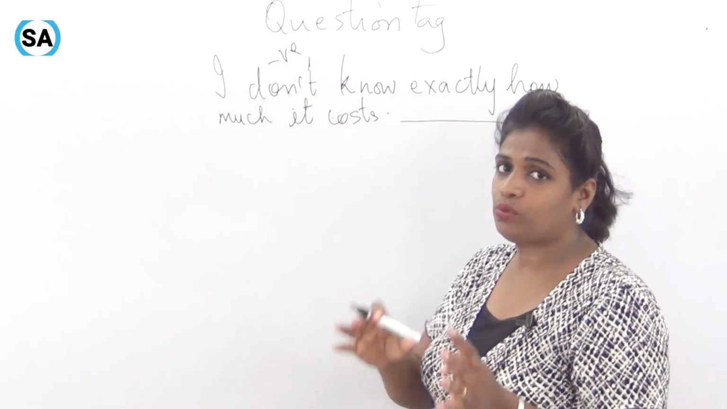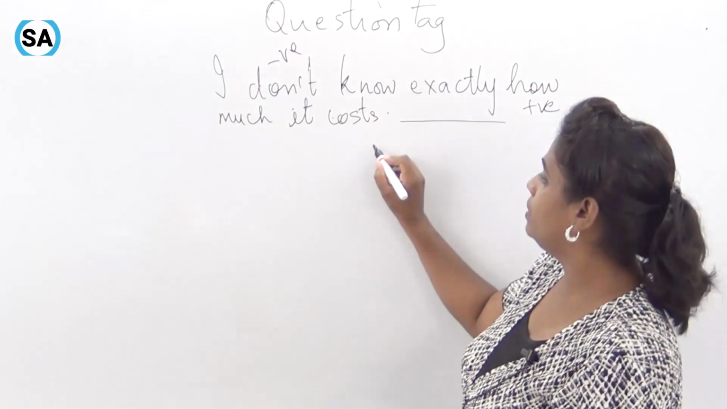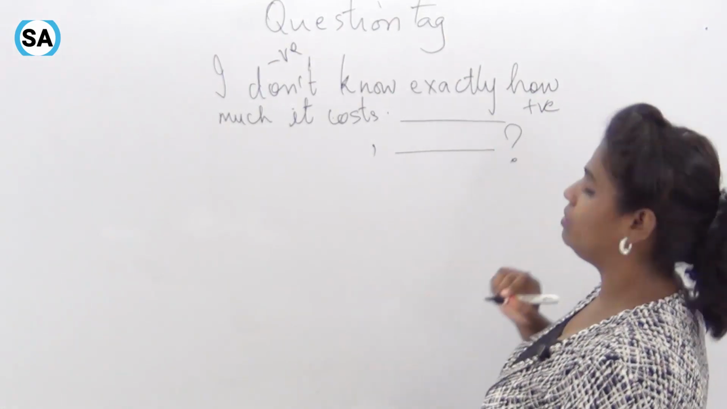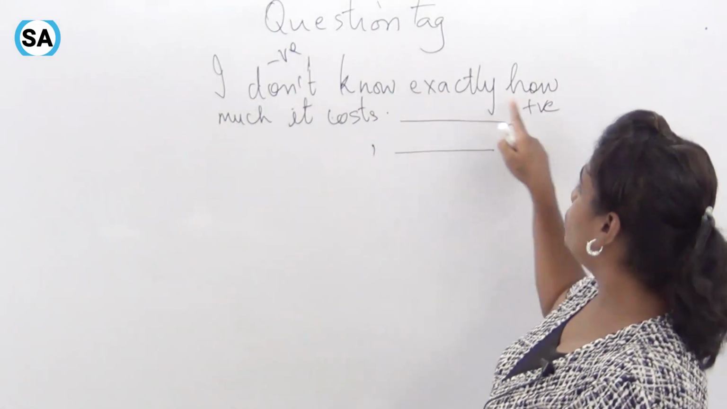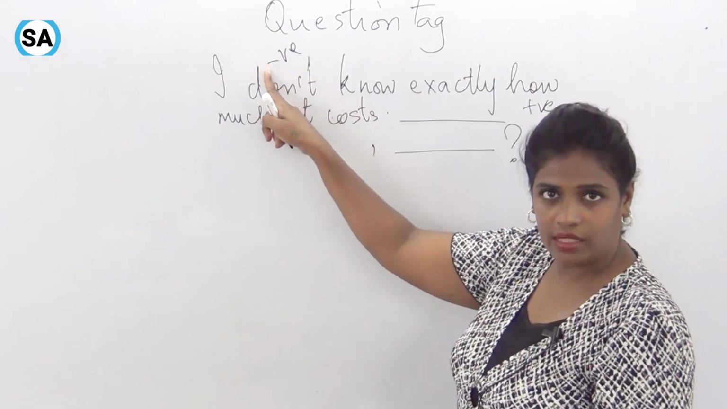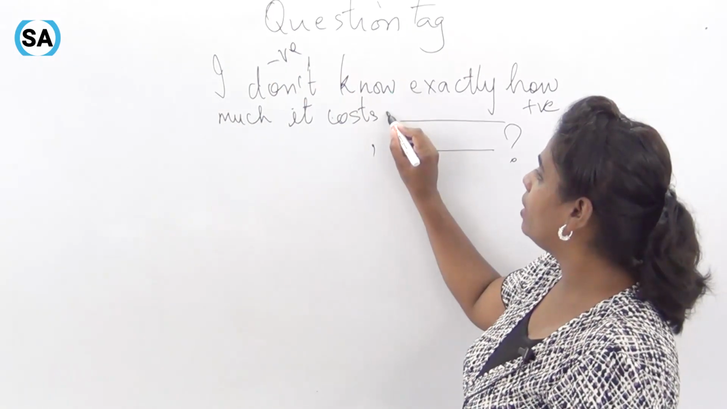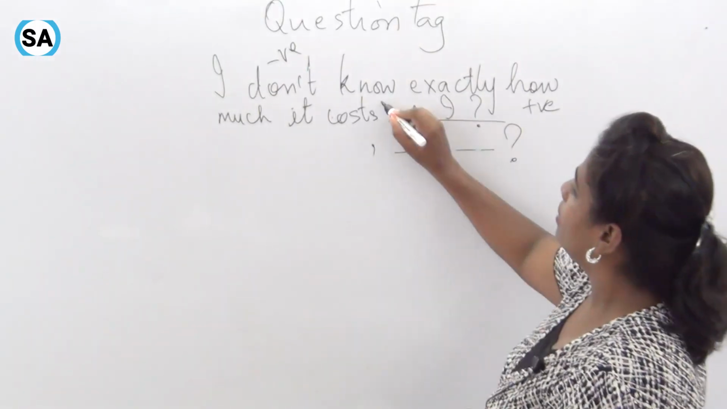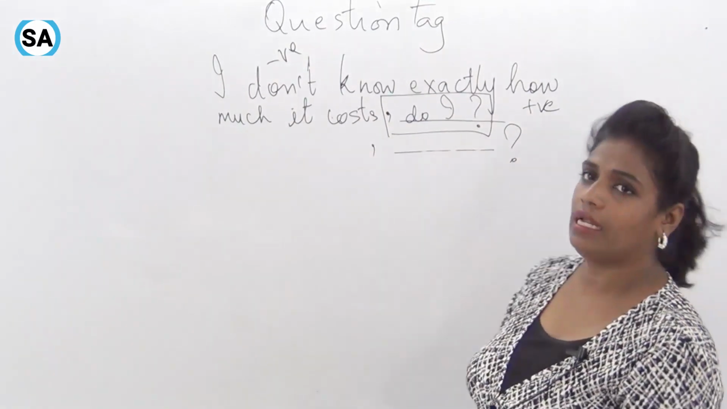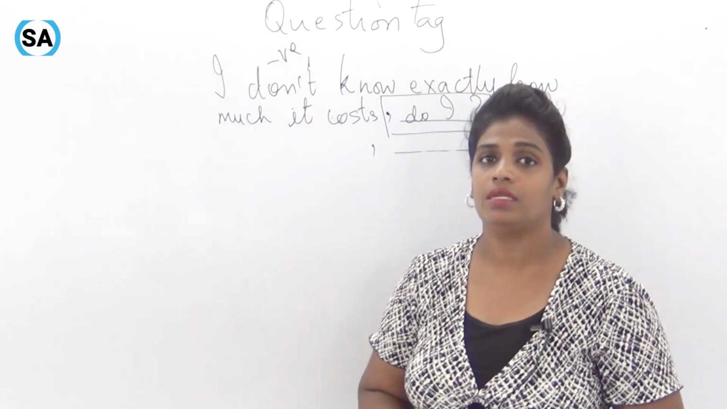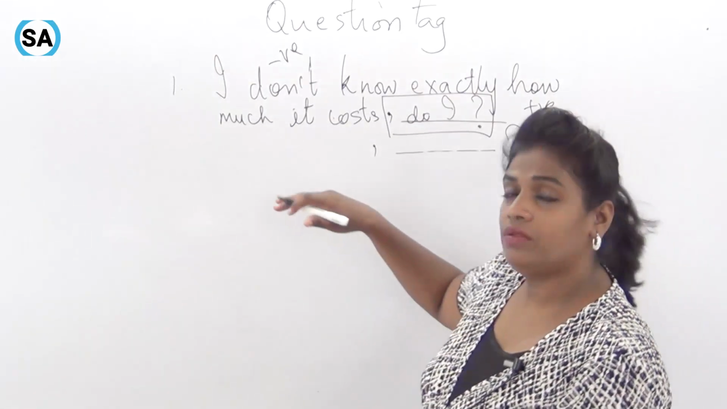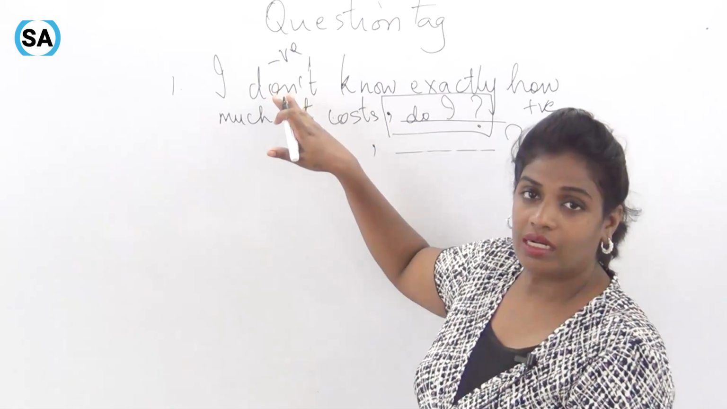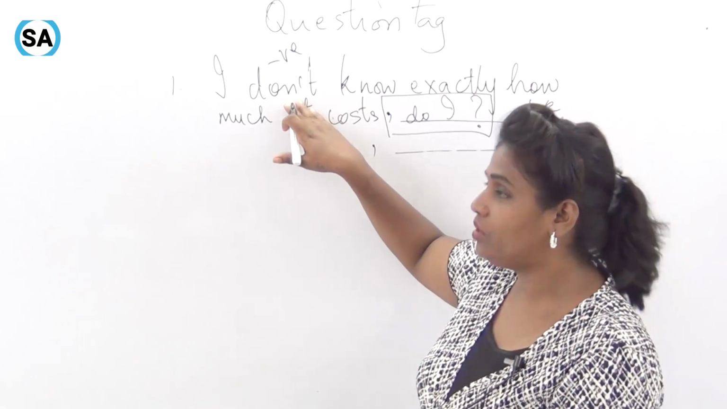There are three elements when we look at a question tag. That will be the comma, the question tag and a question mark. So if I say, I don't know exactly how much it costs, it's a negative sentence. My question tag comes: do I, with a question mark. This part of the sentence is called a question tag. Now we have seen the first sentence, which is a negative sentence which says don't.